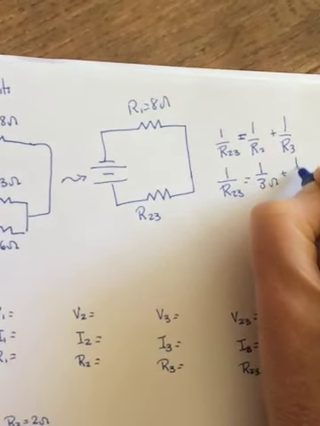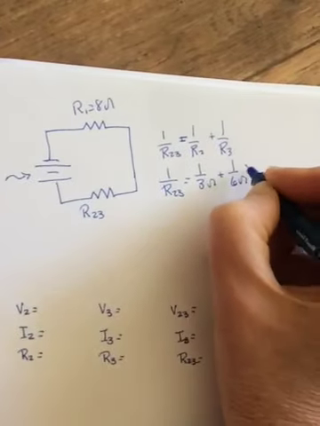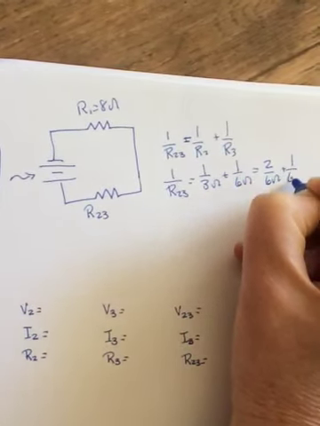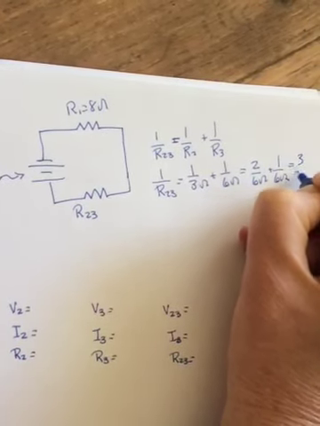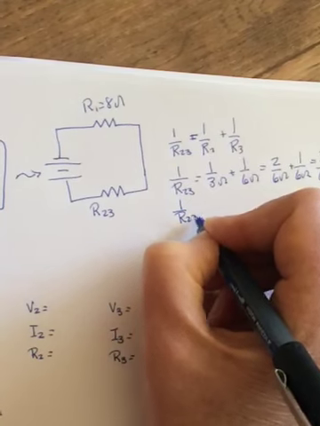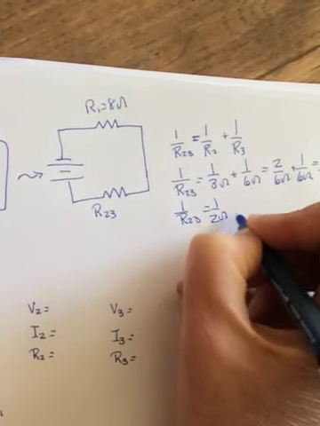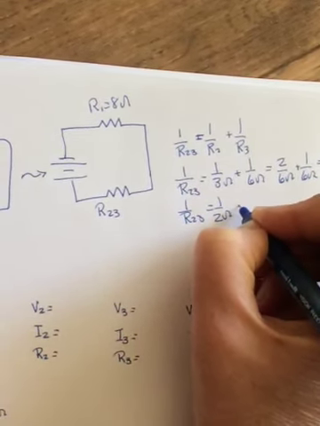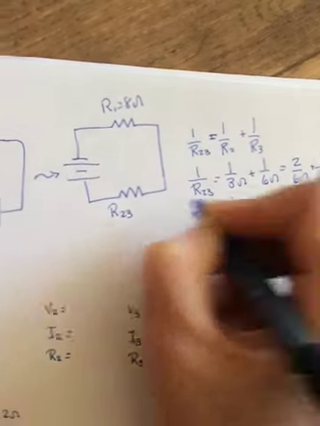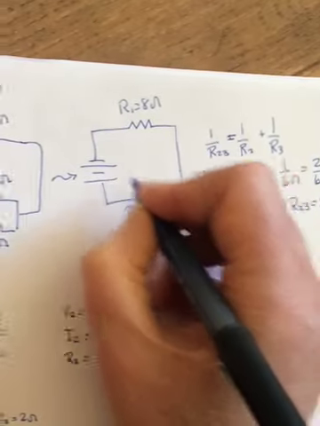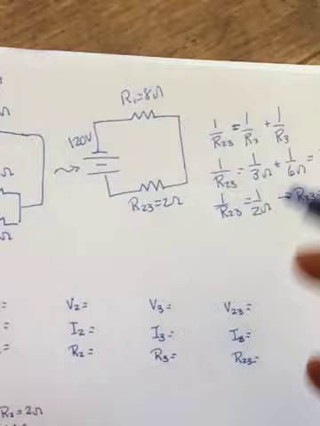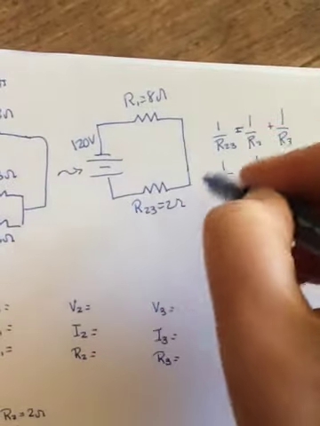See how nice I was to you? Common denominator would be 6. So 2 over 6 plus 1 over 6 is 3 over 6, which reduces to 1/2. So 1 over R2,3 is equal to 1/2 an ohm. So R2,3 is equal to 2 ohms. So this is 2 ohms. Okay, the total hasn't changed. It's still 120 volts. And now I have a pure series circuit.